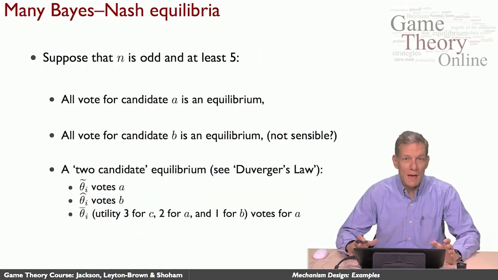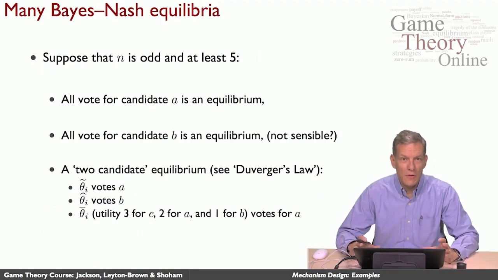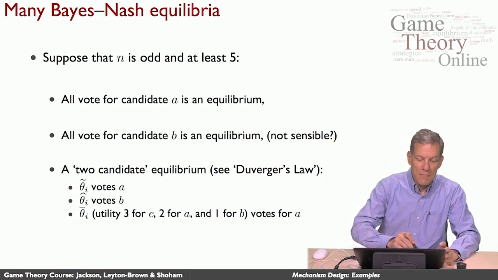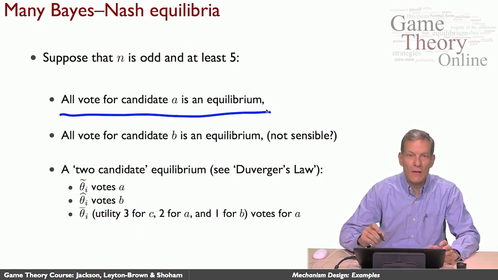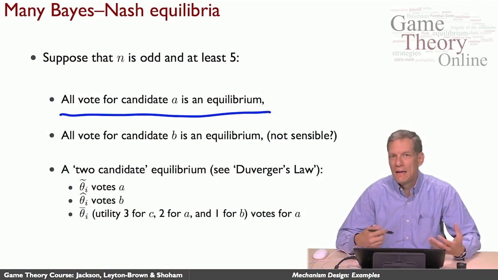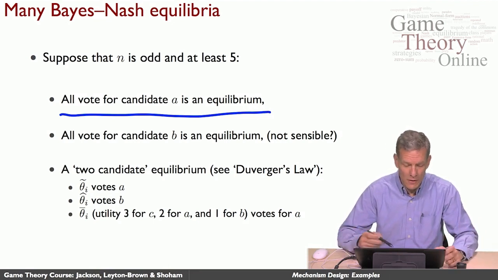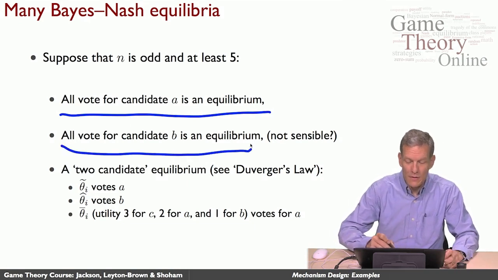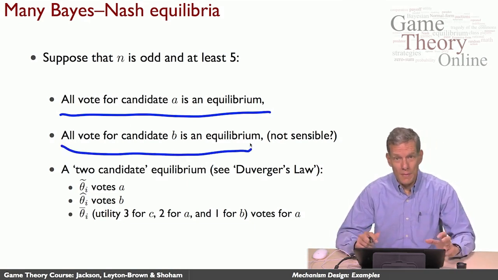So there's many Bayes-Nash equilibria to this game. So in particular, for instance, everybody voting for candidate A is an equilibrium. Why is that an equilibrium? Because if everybody else is voting for candidate A, then regardless of what I do, there's going to be a majority of people for candidate A, so I might as well vote for candidate A. It really doesn't matter what I do. Similarly, everybody voting for candidate B is an equilibrium. So these will both be Nash equilibria.